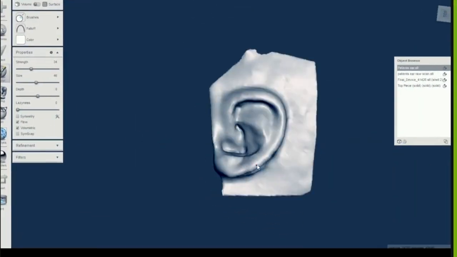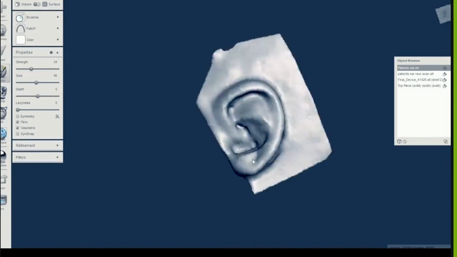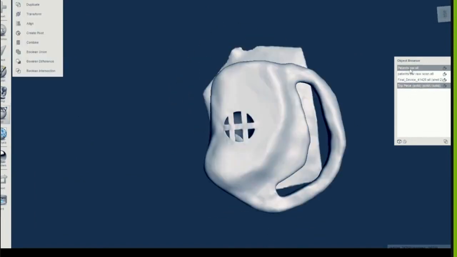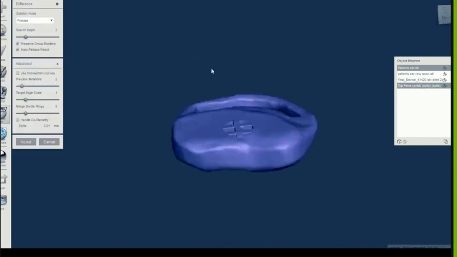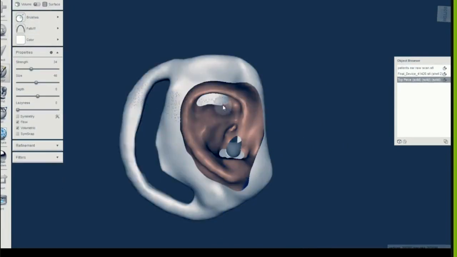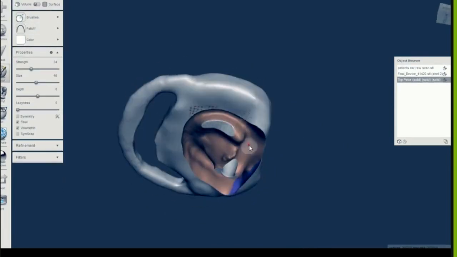Here you see the Move, Draw, and Smooth tools on the left-hand side being used to fix the curvature of the helix and the depth of the scapula for this ear. When finished, the ear is subtracted from the base device and the final smoothing of rough edges can be done for additional comfort. The entire editing process only took 2 minutes for this patient.